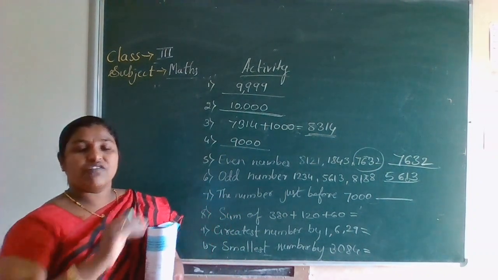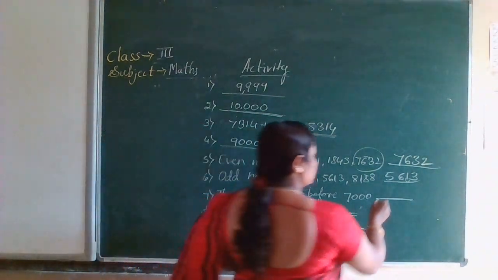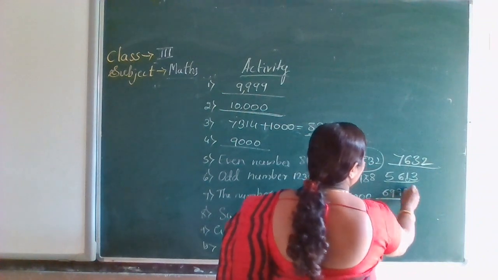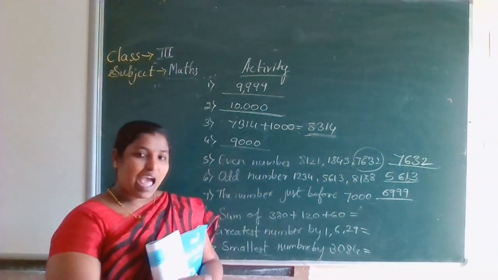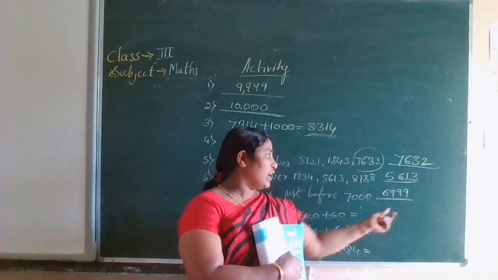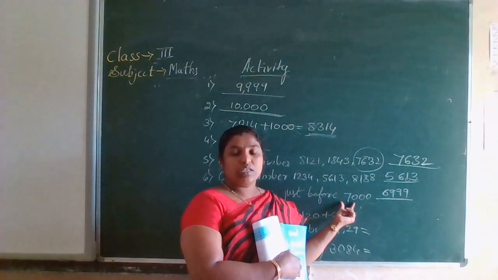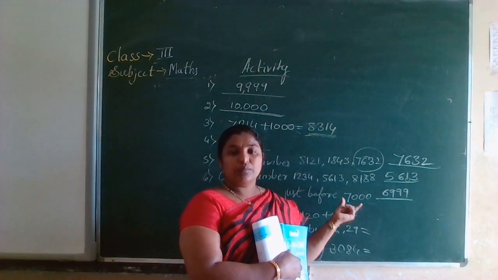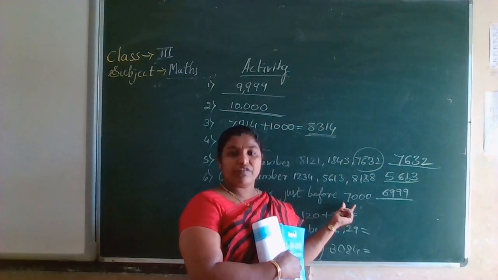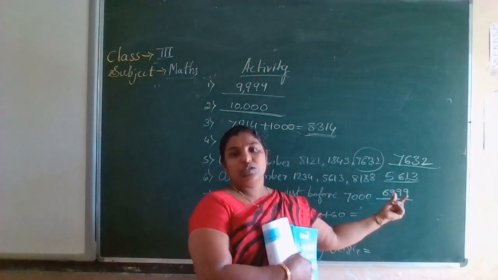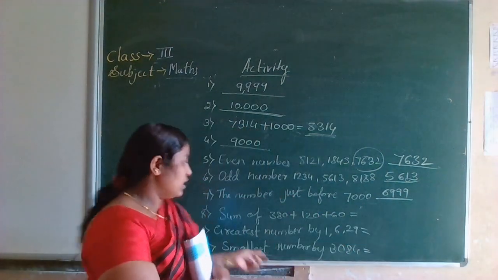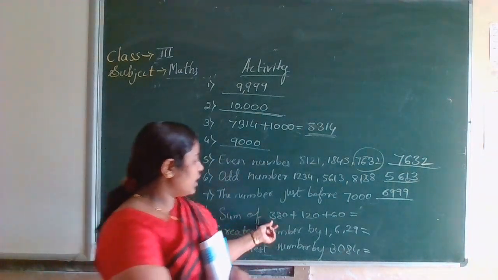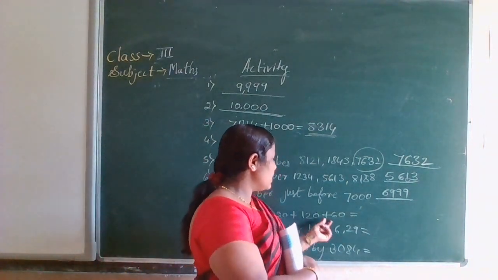The number just before 7,000. Just before 7,000, what is there? 6,999. If we add 1 to this, we will get 7,000 as the answer. So, the just before of 7,000 is 6,999.